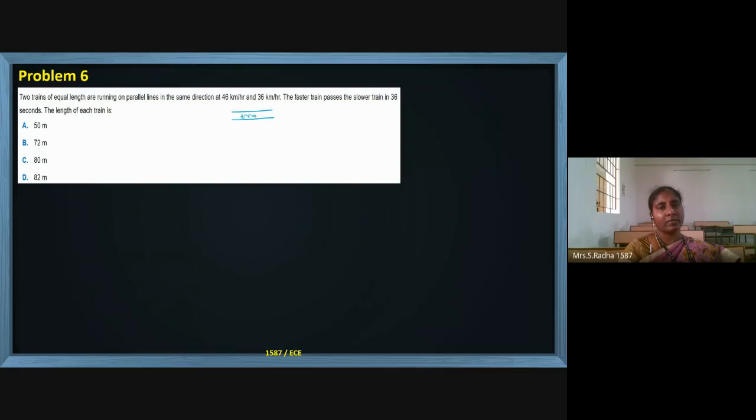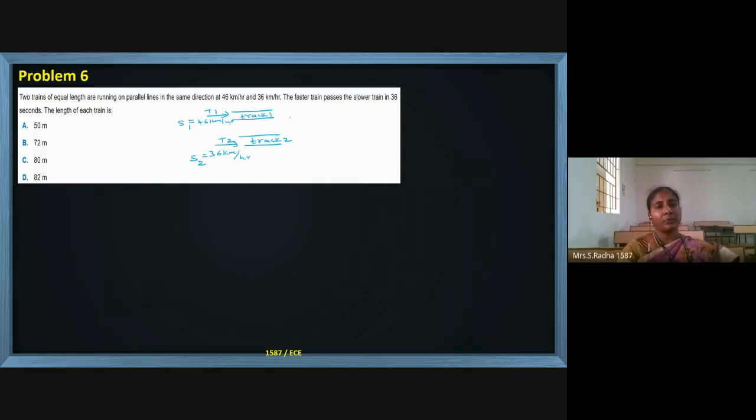This is track 1 and this is track 2. The first train, train 1, and the second train, train 2, are moving on parallel lines, and their speeds are given as 46 kilometers per hour for the first and 36 kilometers per hour for the second. This is S2, speed of the second train. This is S1, speed of the first train.